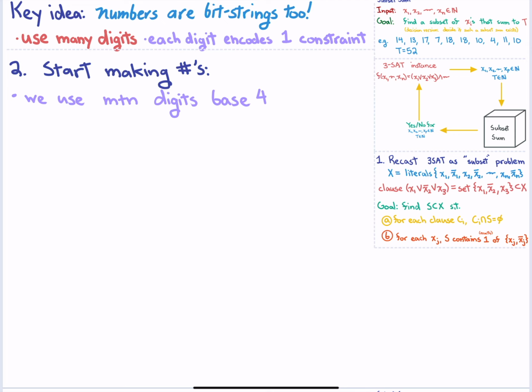So instead of doing bits, it can be 0, 1, 2, or 3, which of course you can turn into a bit string afterwards, right? It's not hard to convert from base 4 to base 2. But base 4 makes it a little bit easier.